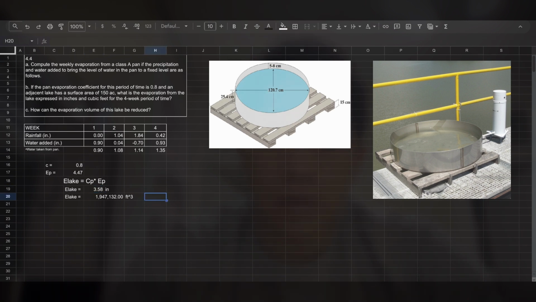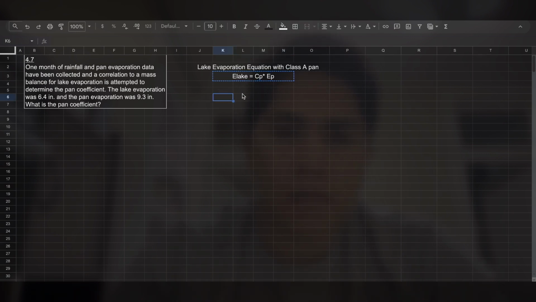Now let's move on to the next problem. And we're going to use this same equation. This is very simple. It says 1 month of rainfall and pen evaporation data have been collected, and a correlation to a mass balance for lake evaporation is attempted to determine the pen coefficient. The lake evaporation was 6.4 inches and the pen evaporation was 9.3 inches. So we have the lake evaporation and the pen evaporation, and we're asked to solve for the pen coefficient.